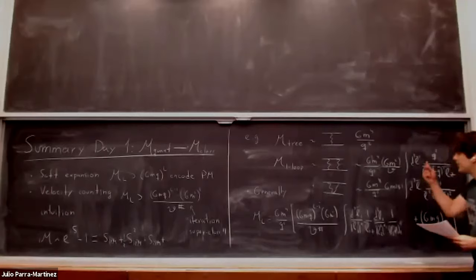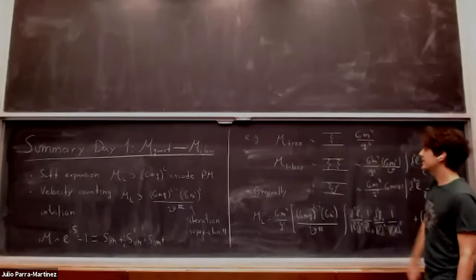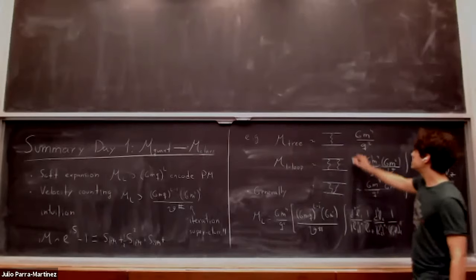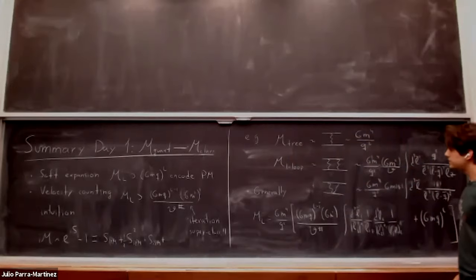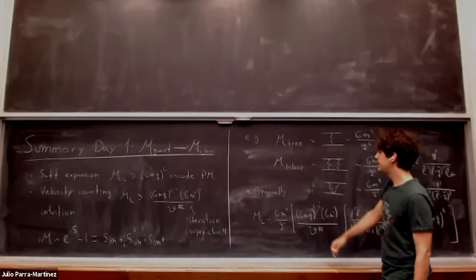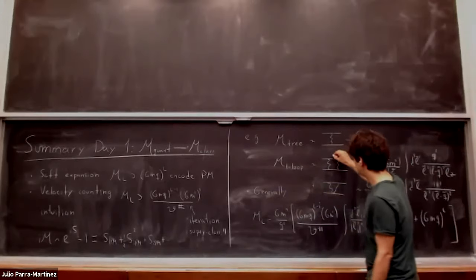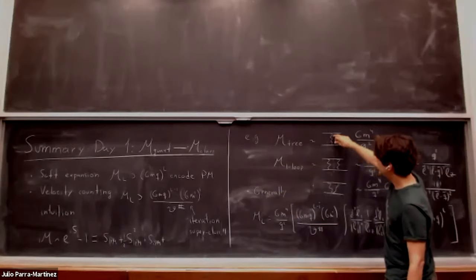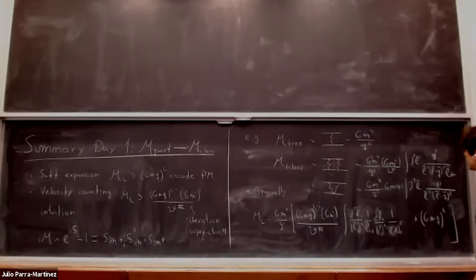Just as examples, so that you refresh your mind, the tree amplitude was just this kind of chain diagram, and this went simply as gm to the fourth over q squared. Then the PN counting was always relative to the tree. At one loop, we have diagrams that look like a box, which are these kind of iterations where we have two iterated exchanges that look like tree level. So the dependence was as follows.